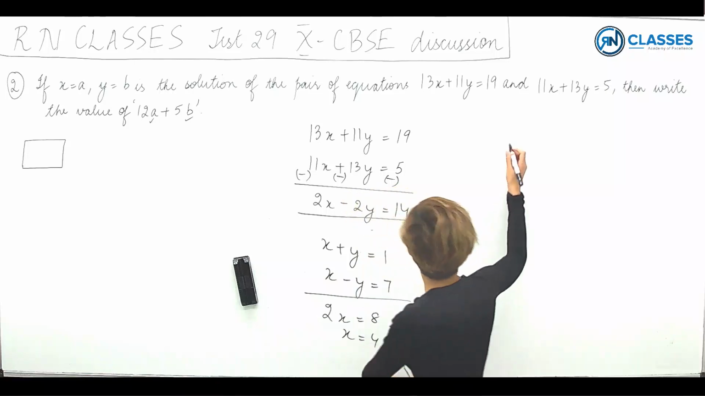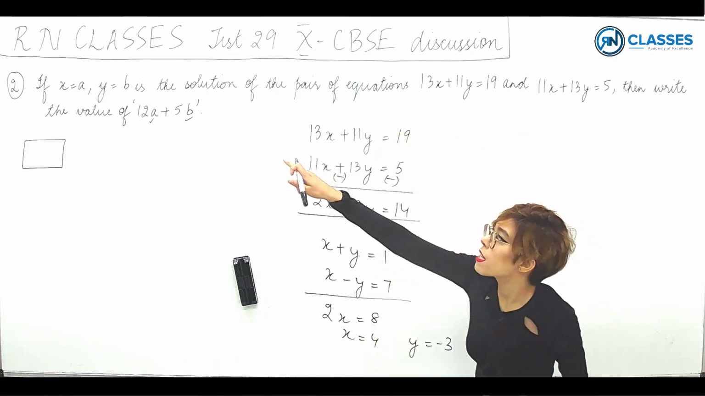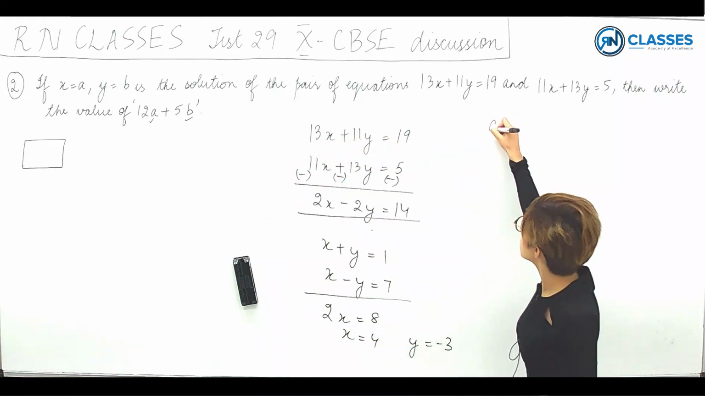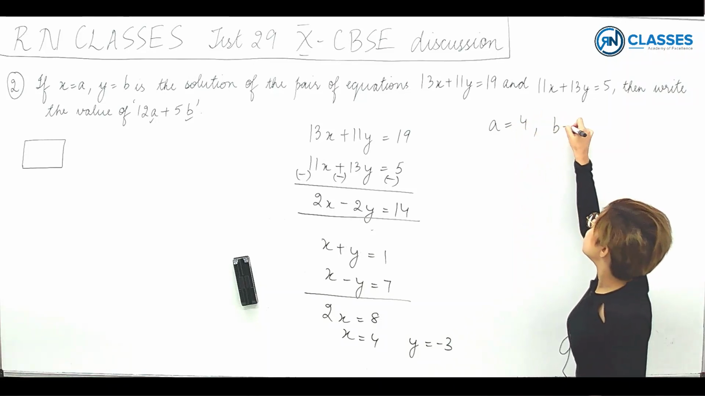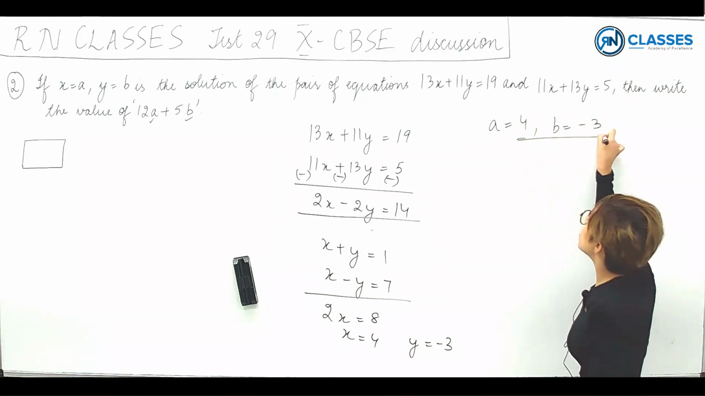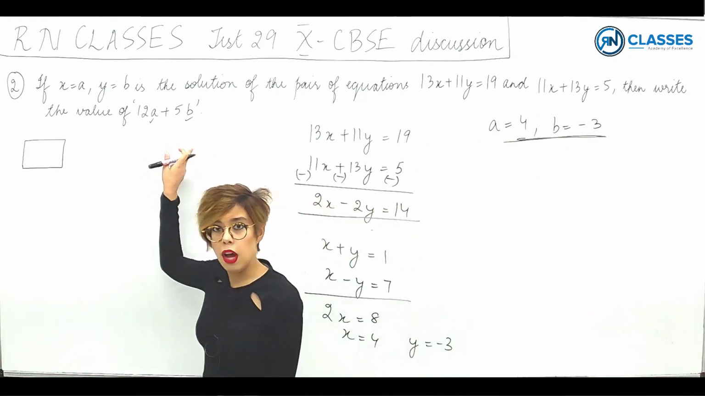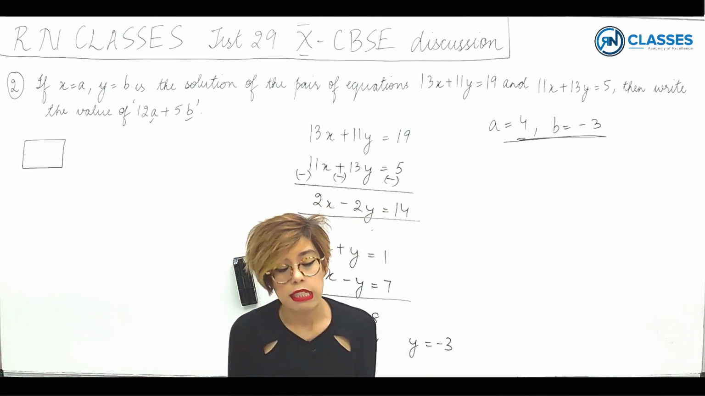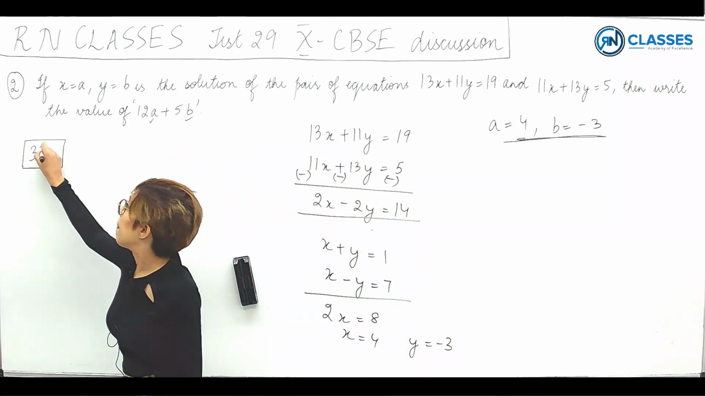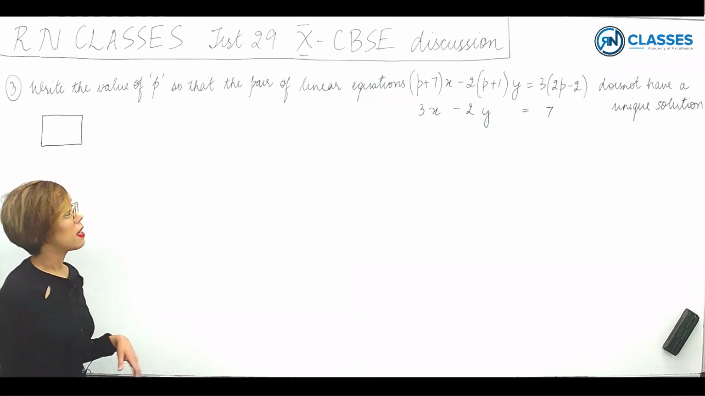Now I know that x equal to 4 and there x equal to a. So a is equal to 4. B is equal to minus 3. Just substitute the values here and you'll get your answer, which should be 33. Alright, so the next one.